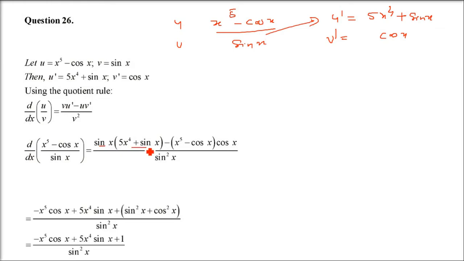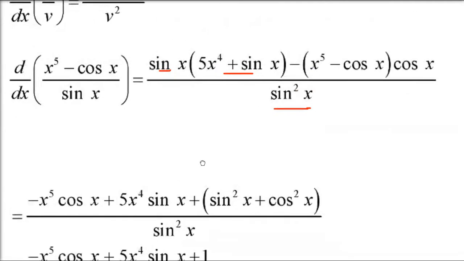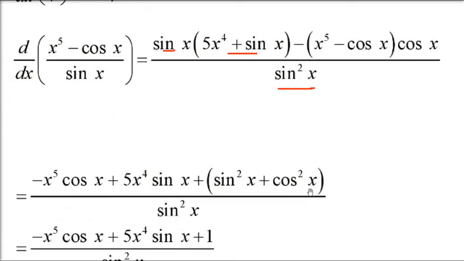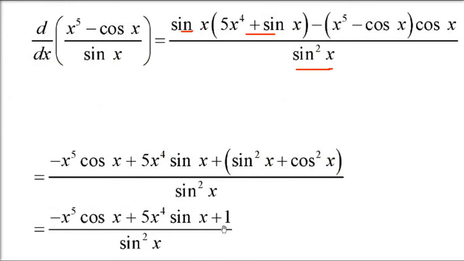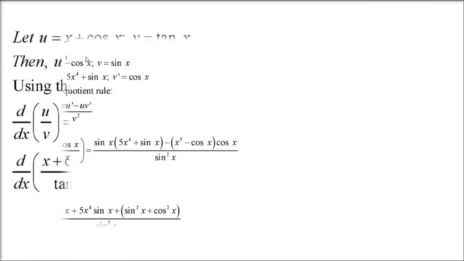So v u dash, just multiply these two, and then we have u v dash, cos x into (x⁵ minus cos x), with a negative sign. So for the denominator you have v square, this is sin x, so you have to make it as sin² x. Now, as I said, you need to multiply, and when you multiply, sin x into sin x will give you sin² x, and cos x into cos x with a negative sign becomes a plus sign, that is cos² x you will get. So when you add sin² x plus cos² x, you just replace it by 1. Rest all remain the same with denominator as sin² x. Okay, this is the final answer here.